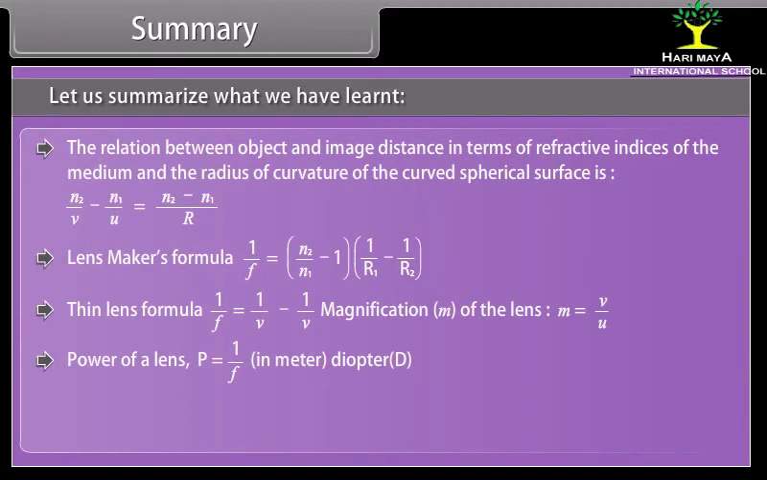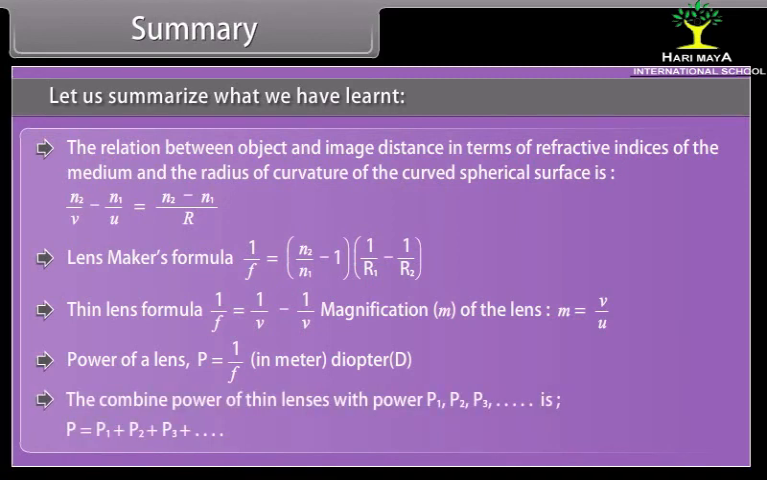Power of a lens, P is equal to 1 upon f in meters, unit diopter D. The combined power of thin lenses with power P1, P2, P3 is P is equal to P1 plus P2 plus P3 and so on.